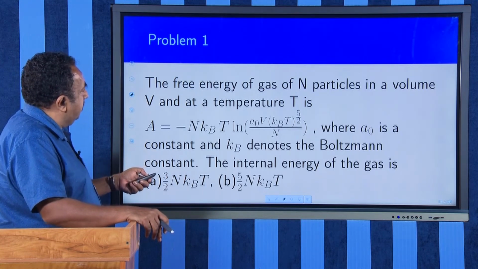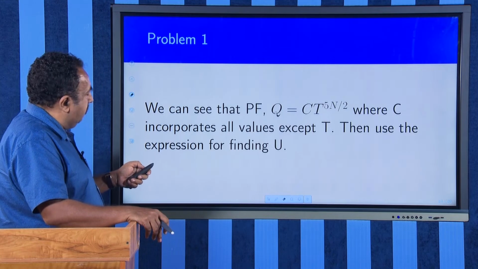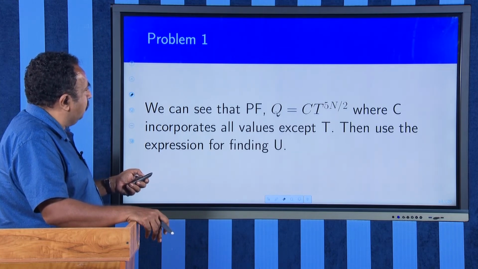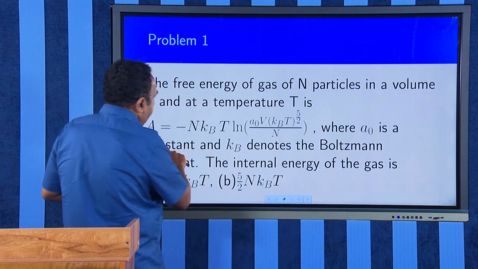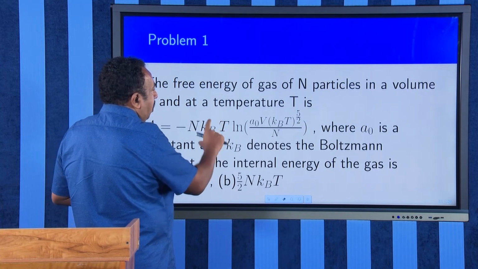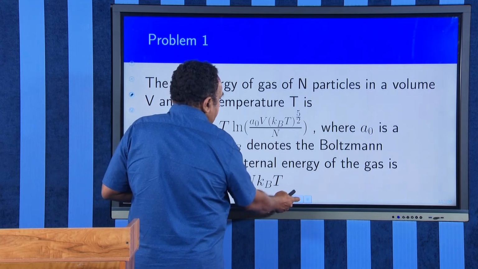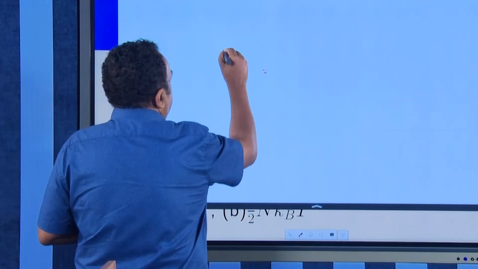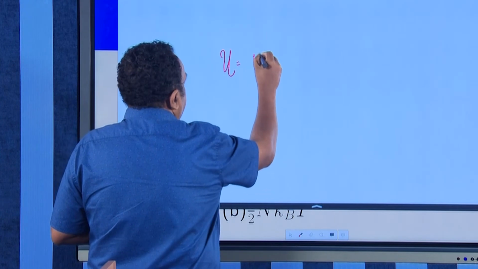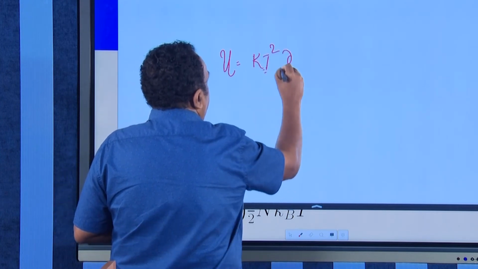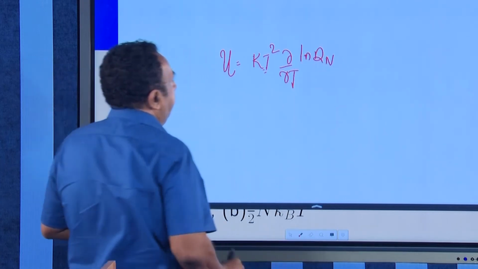First of all, you have to use the concept of partition function. Therefore, let us do this problem. You are given A is equal to minus nkT logarithm of something into T. You are only asked to find out the internal energy. Therefore, your internal energy U is equal to, now I will use this expression in terms of T, kT square dou by dou T of log Qn.